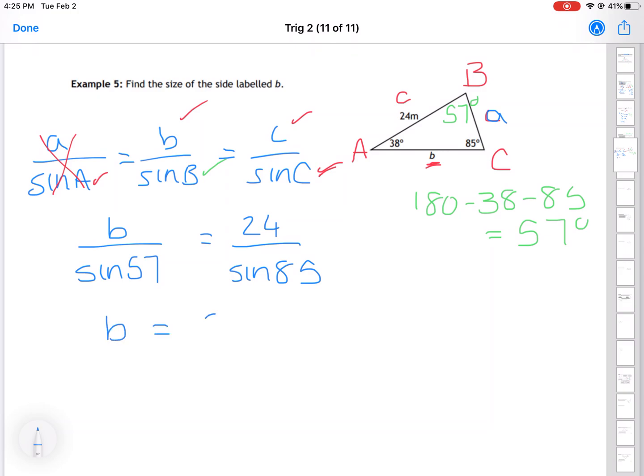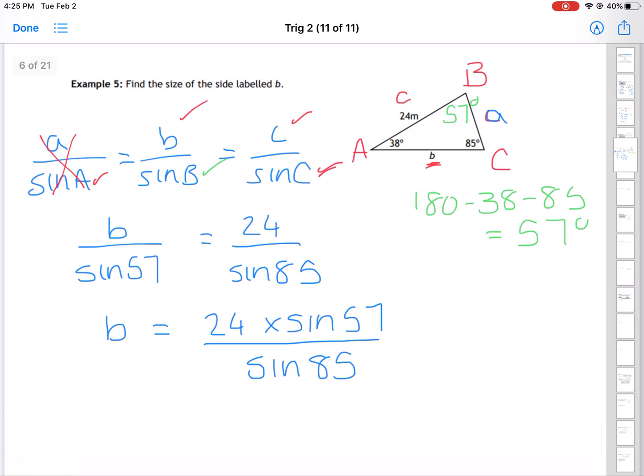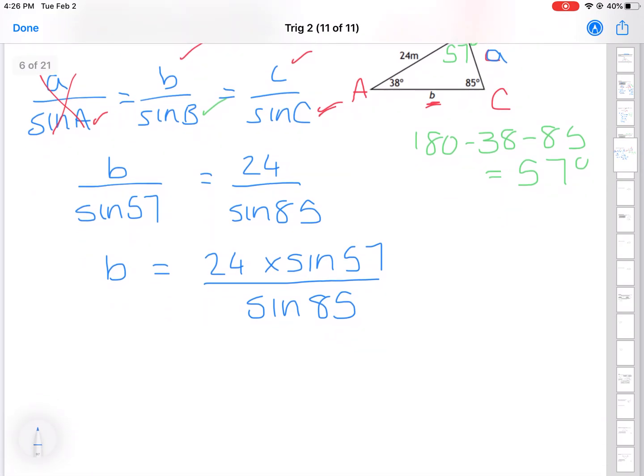So B then is equal to 24 times sine 57, and then we've got to divide that by sine 85. Please don't be thrown off with all these signs in here. It is simply a number. Sine 57 is simply a number. We can pop it in the calculator exactly as it says, 24 times sine 57, hit equals, then divide that by sine 85. We will get, in this case, 20.2 metres to one decimal place. Okay.